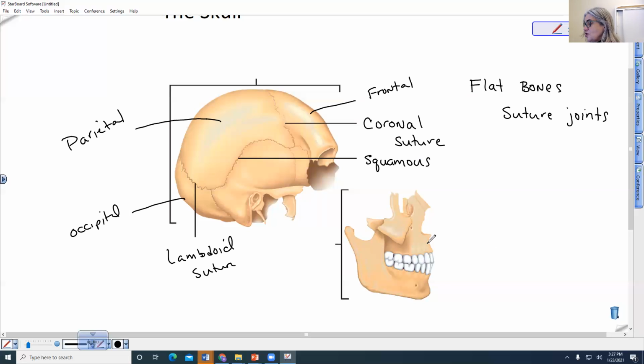When we look at the facial bones, two bones that are very prominent are your maxilla, that is your upper jawbone, and then your mandible. So this is the mandible.